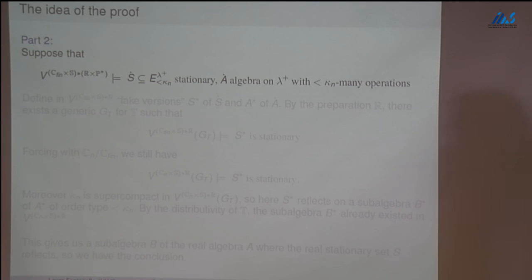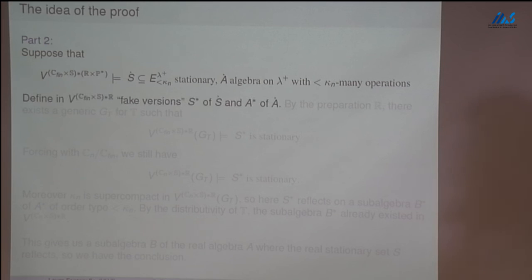The delta reflection is more difficult. The proof takes about 10 pages, and I wanted to fit everything in one slide, so I will have to make some oversimplification, but it's just to give you the idea. So you consider a stationary set and an algebra in the final model.